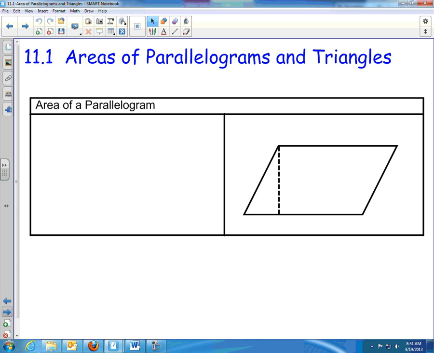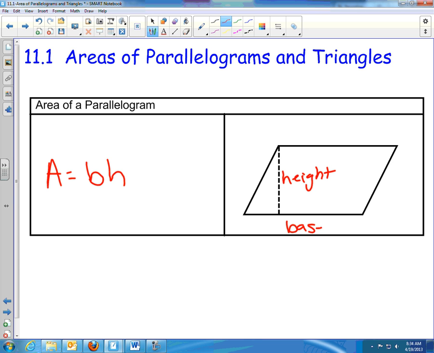All right, so let's first talk about area of a parallelogram. The area of a parallelogram is the same formula as for a rectangle: base times height. Here's our height, and our base is on the bottom. The reason it is the same is if we drop down a line here and take this triangle and move it over here, we now see we have a rectangle shape. Also, sometimes the height is given to you outside of the parallelogram.